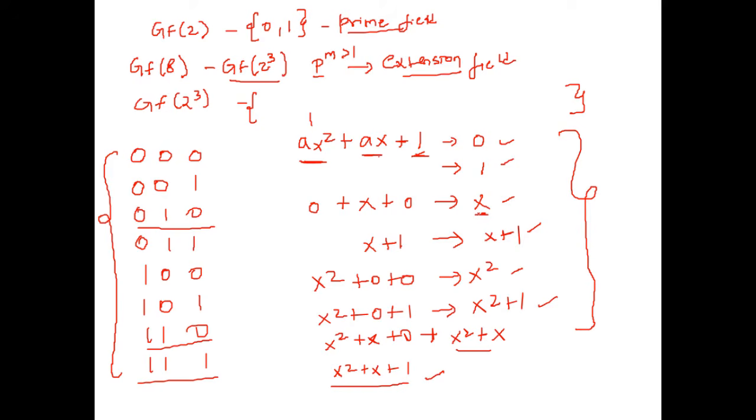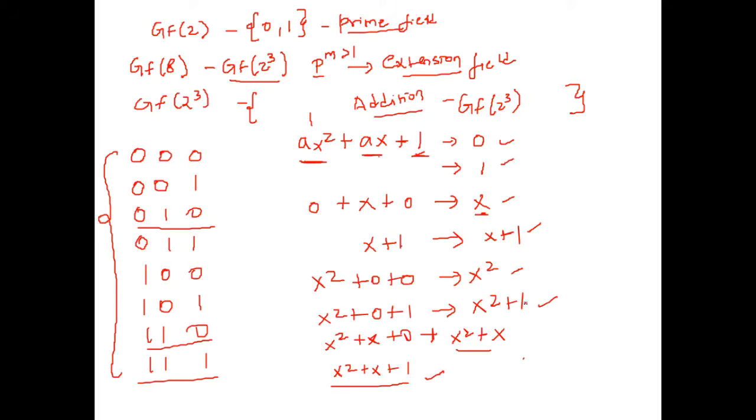Okay. So we know in GF(2^3), what are the elements in the set? 0, 1, x, x plus 1, x square plus 1, x square plus x, and x square plus x plus 1. The very first thing that we learn is addition: how we can perform addition of any two elements in GF(2^3). So we'll go to the next slide and we'll take an example. We'll take any two elements and we will add them.